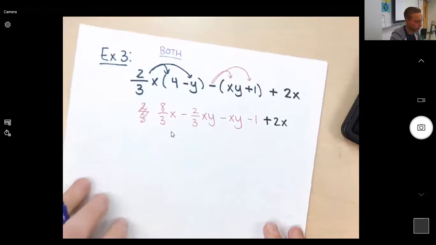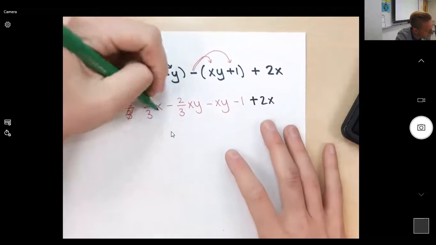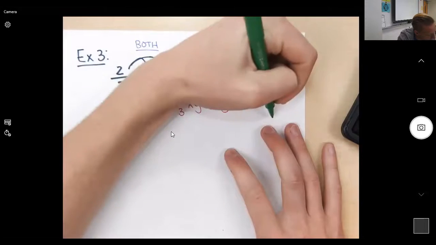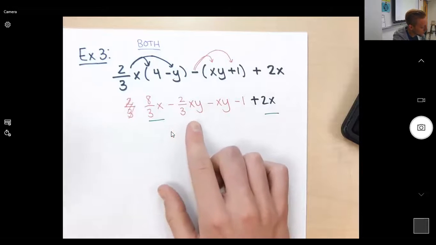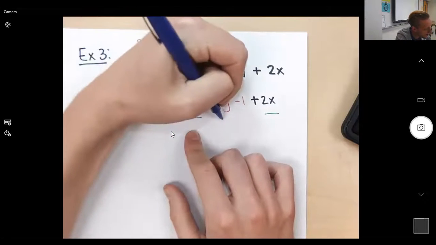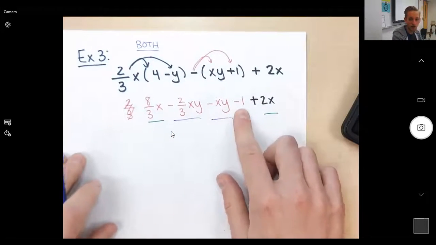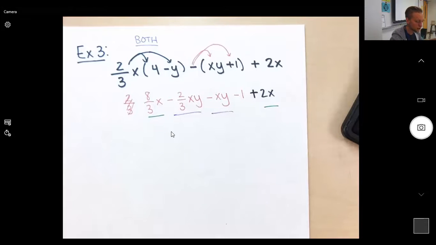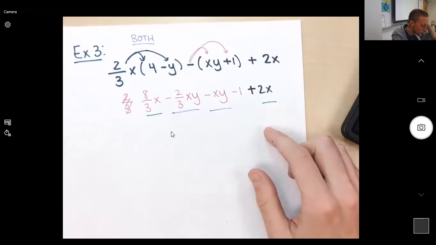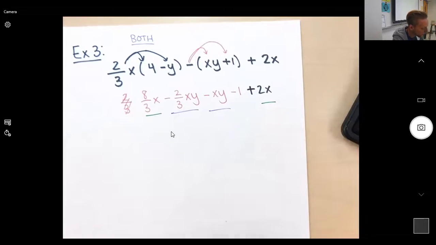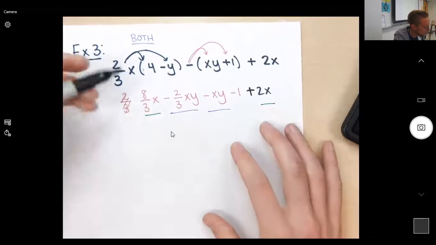Okay, now I'm going to look for like terms. So my like terms here, we've got 8/3 x and 2x. And then I've got negative 2/3 xy and negative xy. Negative 1, there's no other constant number, so we don't have to worry about combining that. Okay, and once again, we've got some fractions here, which I will do real quickly, but I'll show you guys how to do at the end.